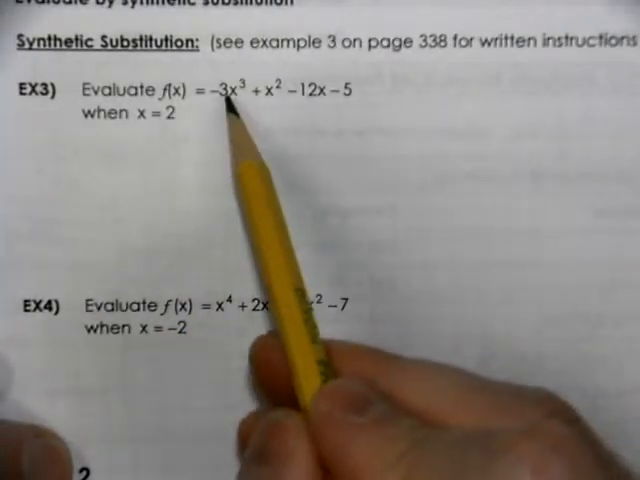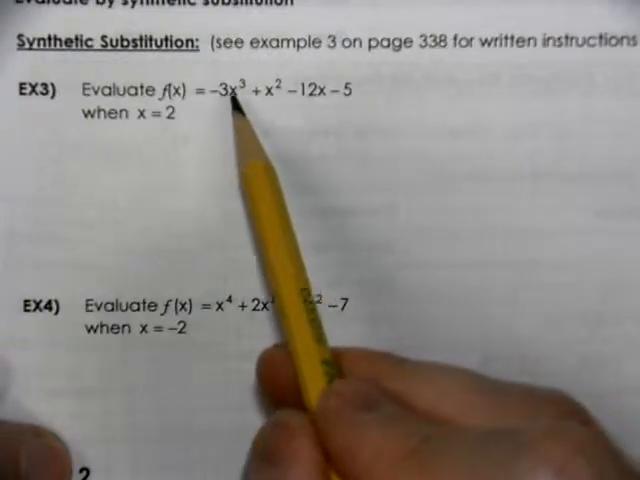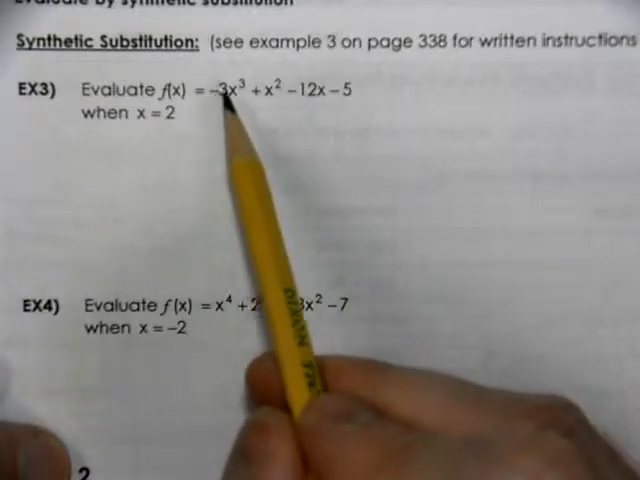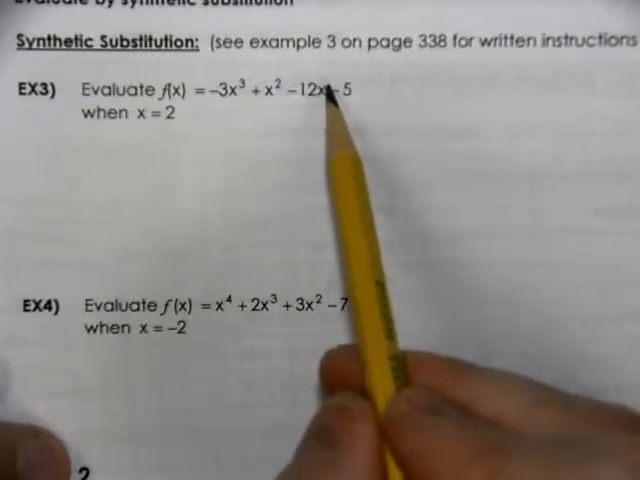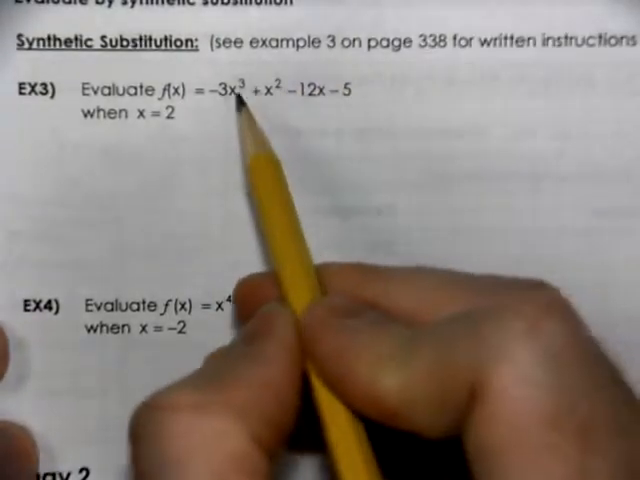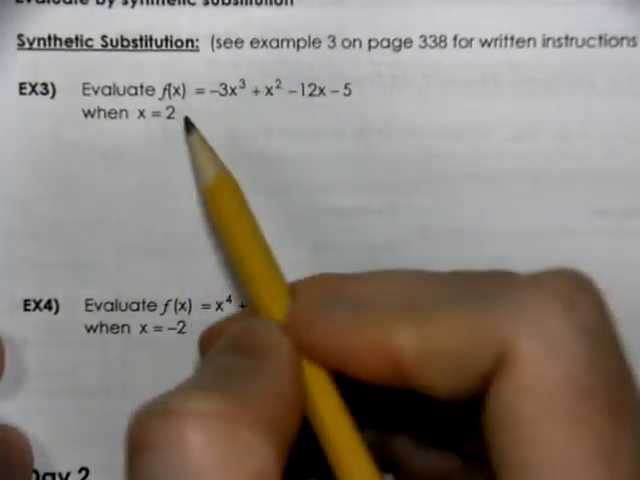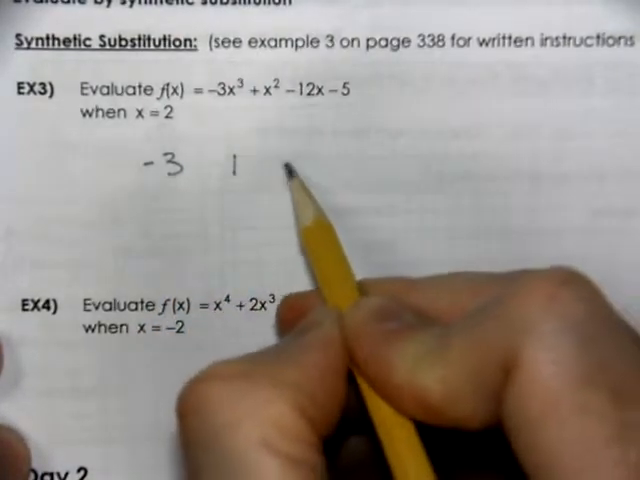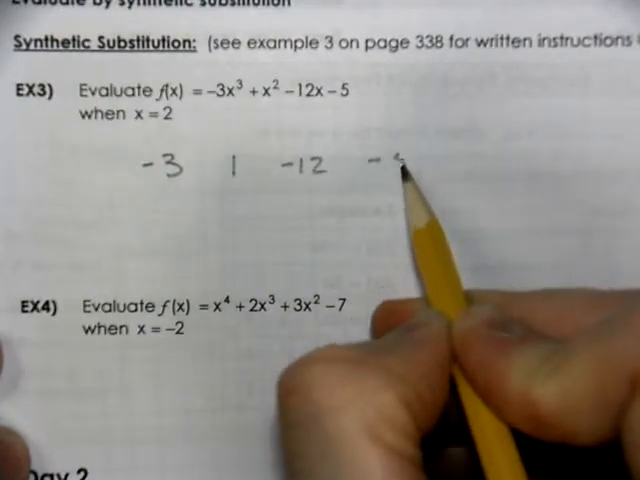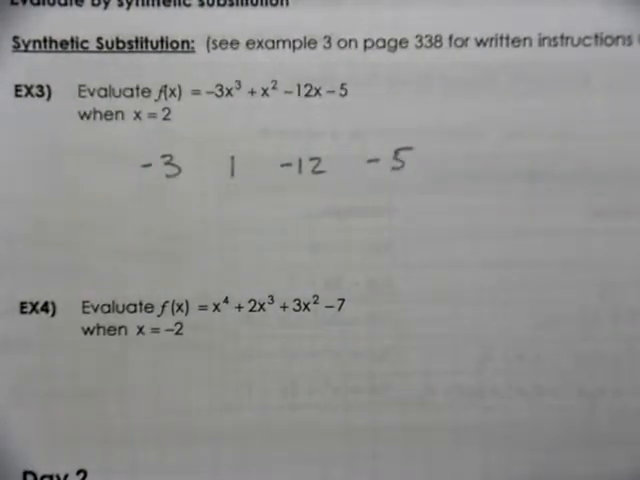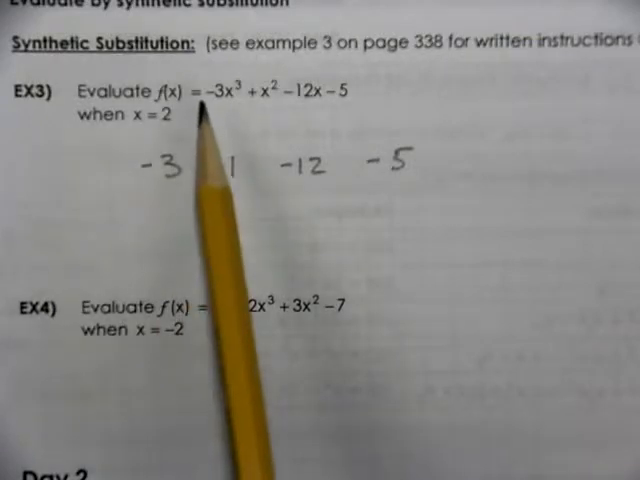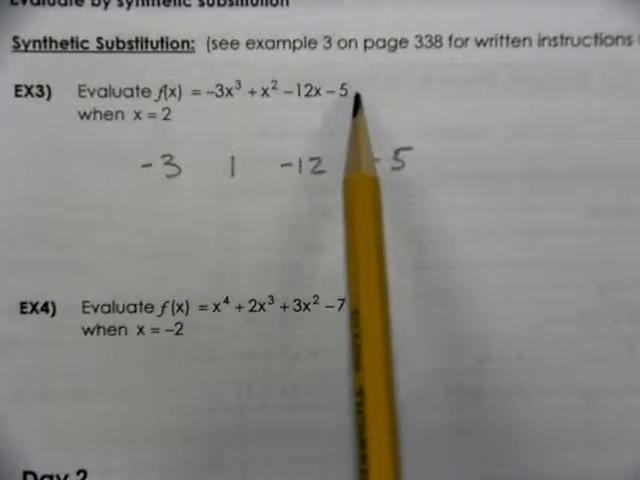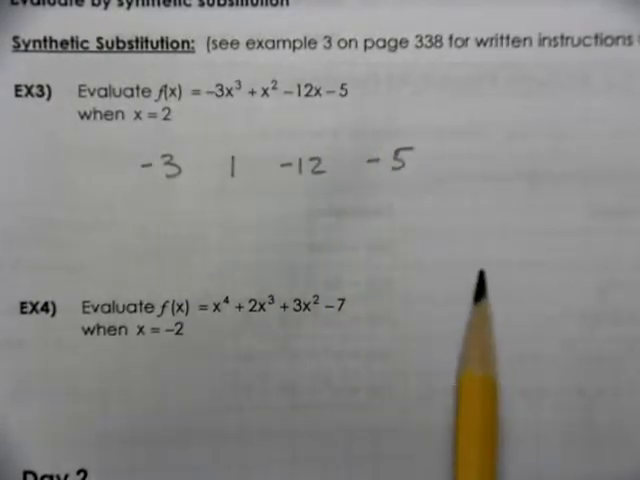It's very important to put our actual function in standard form, which means your largest exponents first and you go down in descending order. We're going to look at the coefficients. We have negative 3, 1, negative 12, and negative 5. So all you have to do is take the numbers that are in front of each of the x's. And here we would call that x to the 0 power, so we still include the negative 5.